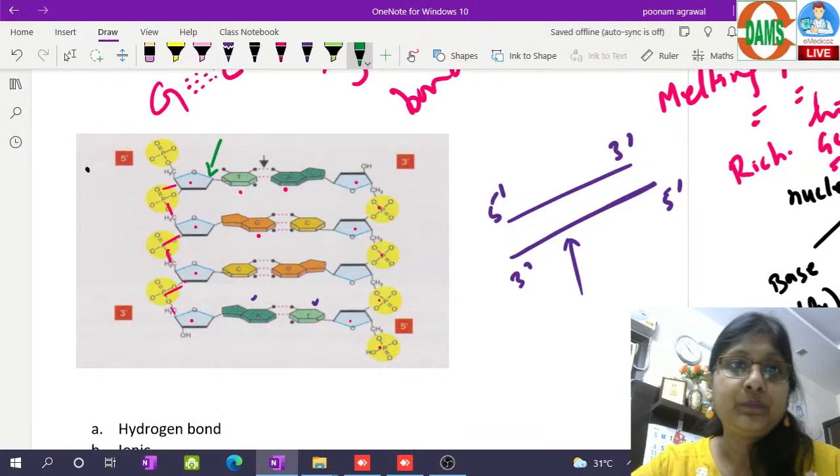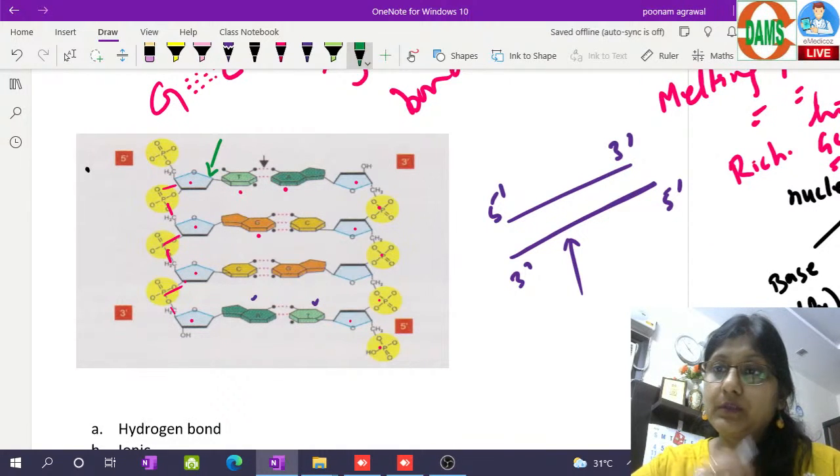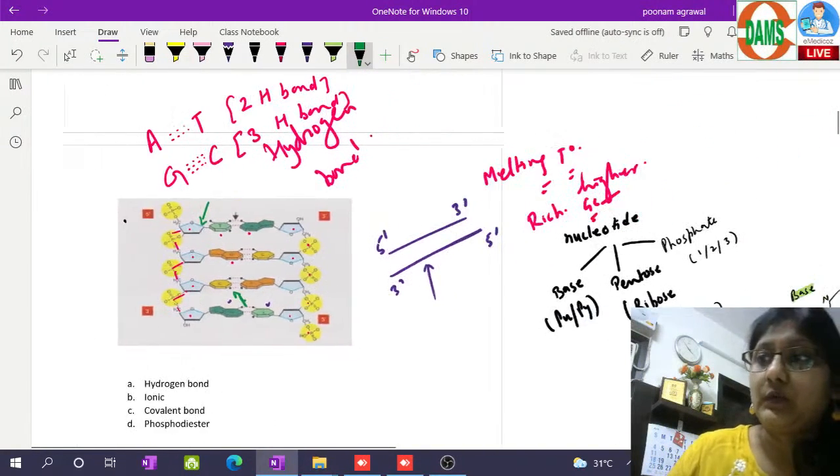So this is how the various bonds are there. These are hydrogen bonds, right? तो ये आपको पढ़ना होता है.